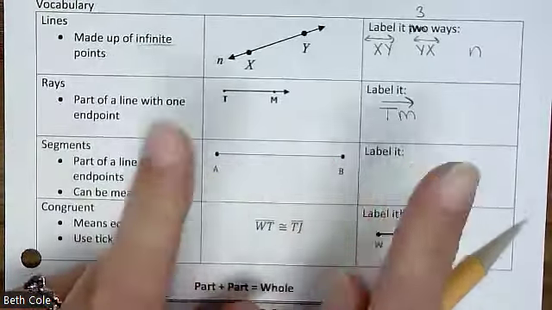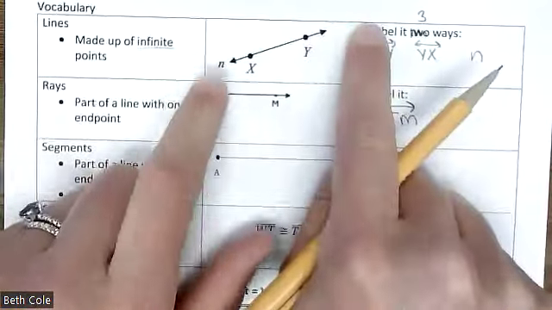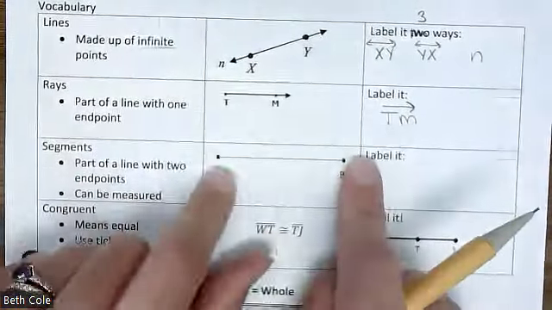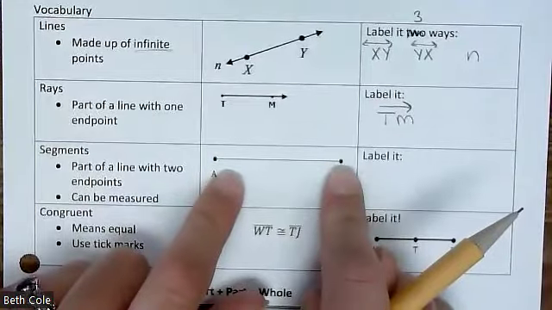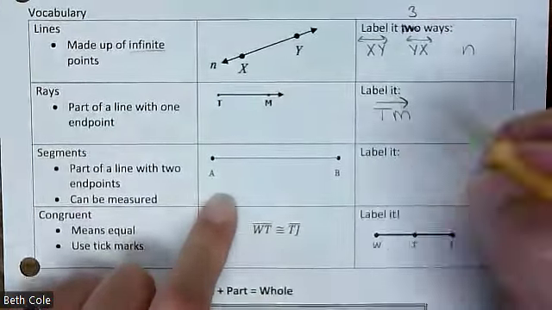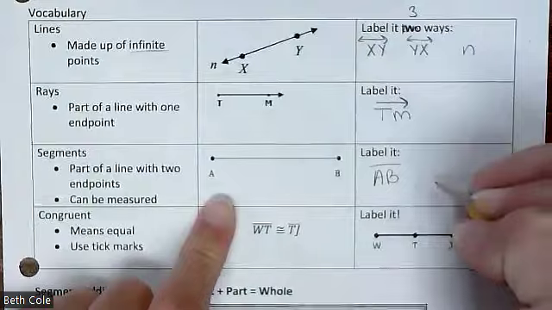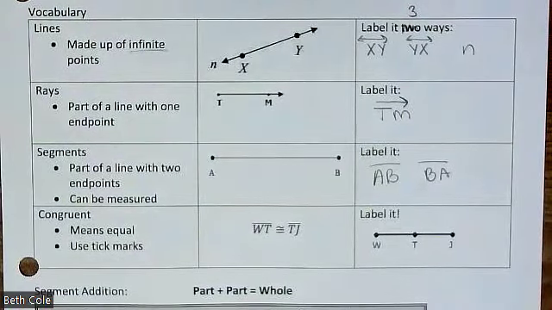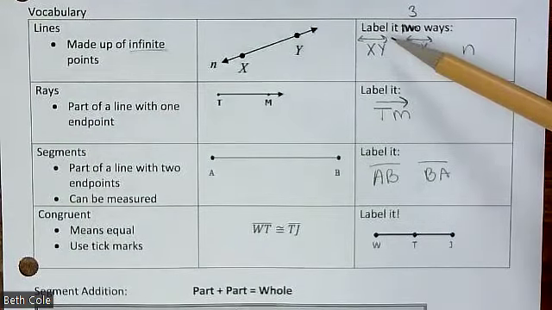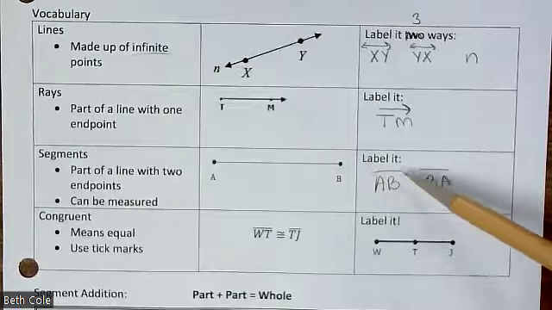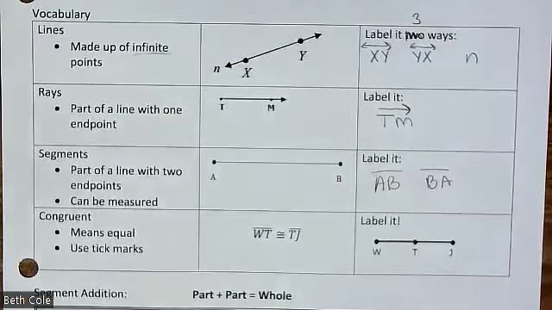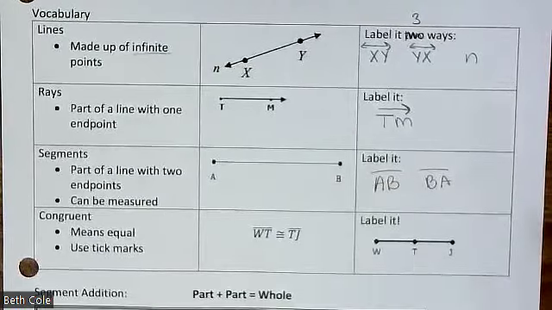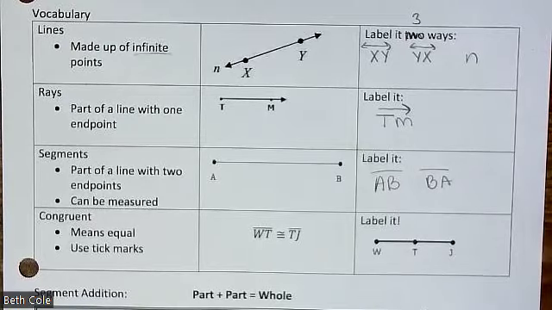Segments, what do you notice about that? Like the line went on forever both directions, the ray went on forever in one direction. What do you notice about a segment? Stops on both ends. So you could label this AB or BA. And the little line that you put over top, do you see how it makes sense? Like the line has arrows on it and the ray has one arrow on it and then the segment is just a little segment. Do you see how it's all very intuitive and it makes sense?